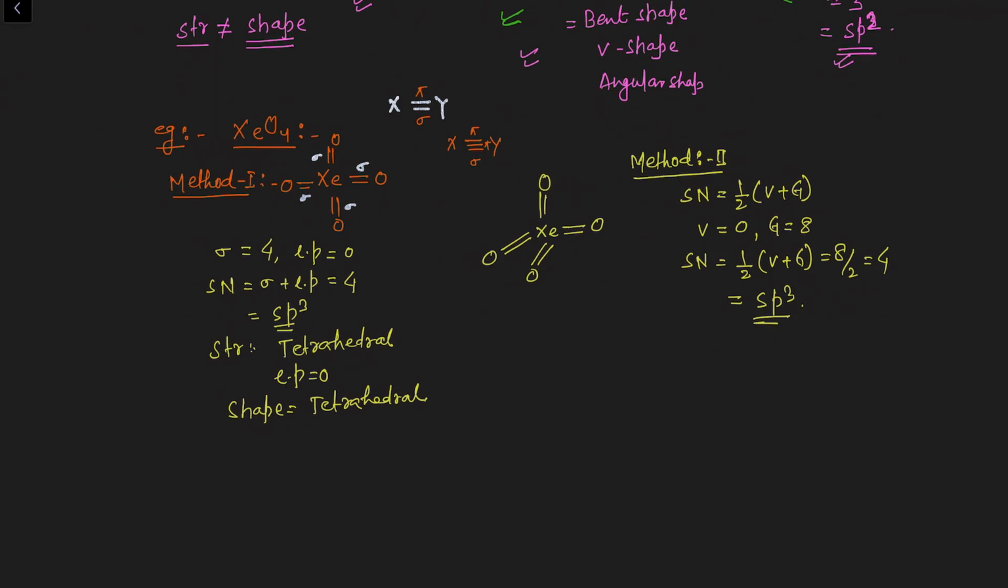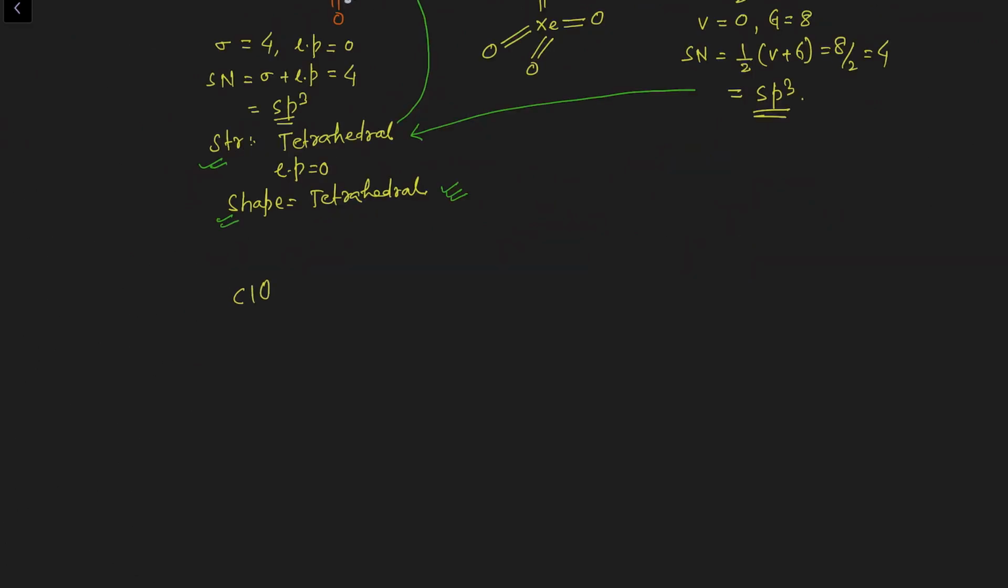sp3. sp3 means the structure will be tetrahedral. If the structure is tetrahedral, then the arrangement of lone pairs and bond pairs, given by the Lewis dot structure, finally gives you the idea about the shape of the molecule. But fortunately here the lone pair is 0, so structure and shape are equivalent. One more example, ClO4 minus.